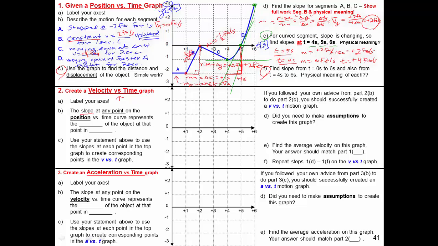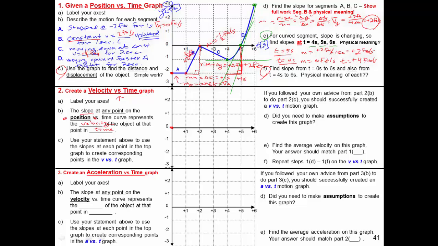The slope at any point on the position versus time graph represents the what? It's the velocity of that object at that point in time. So I can take any point in time on the graph above, and for example, for segment A, at the initial point here, what's the speed? Well, it's a horizontal line, so it's 0. So down below here, I will plot a 0.